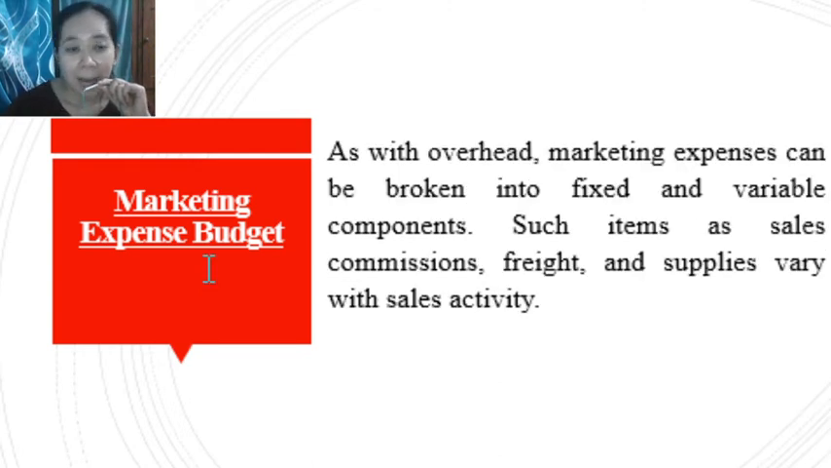Okay, so as with overhead, our marketing expense can also be broken down into fixed and variable components. For example, our items include sales commissions, freight, and supplies. These items vary with sales activity. Therefore, these items will be considered as variable marketing expense.